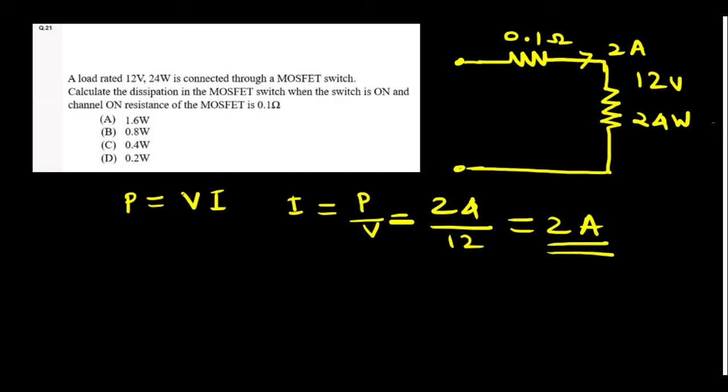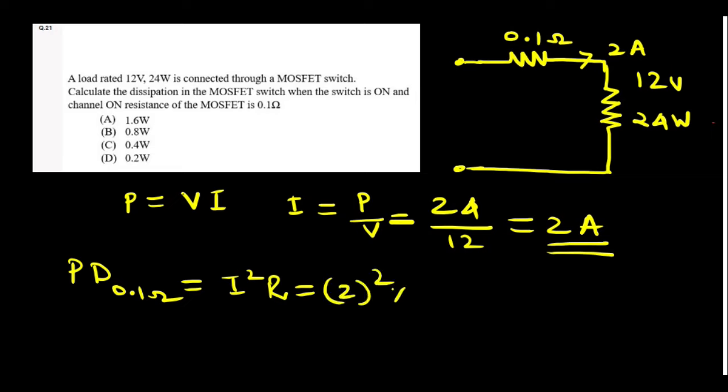Now what is the power dissipation of this 0.1 ohm? For that we can take I square R. What is the I value? 2 square multiplied by R 0.1. So we'll get 0.4 watt. So 0.4 watt is the answer coming, but in the answer key, I think it was option D.